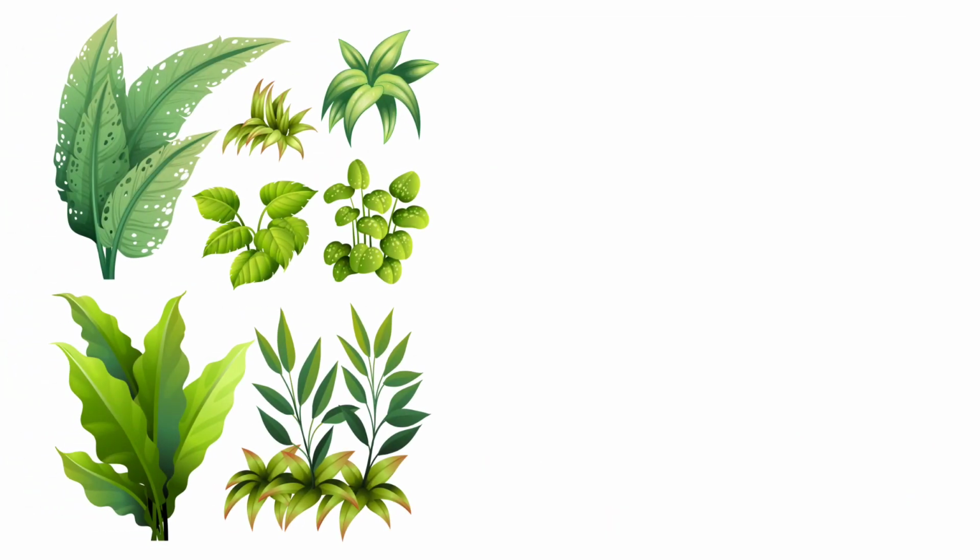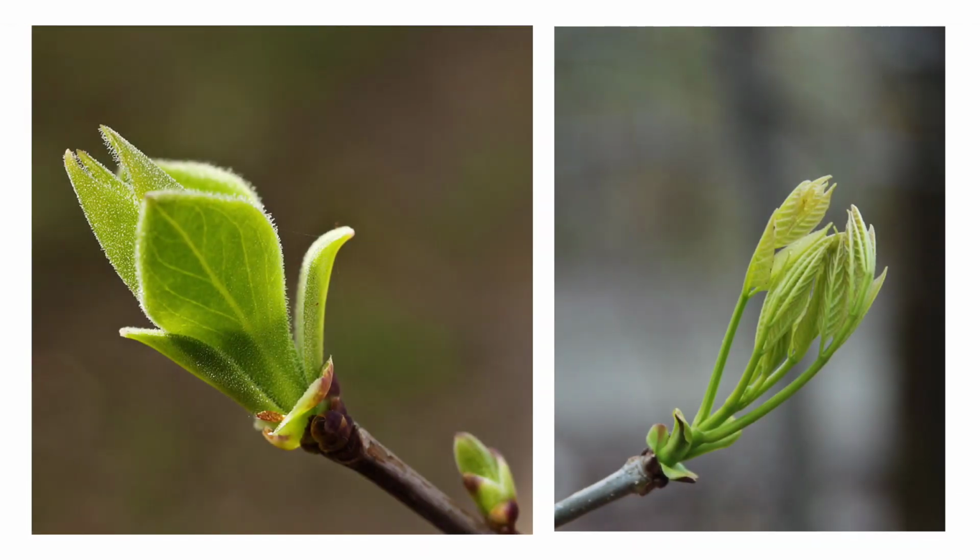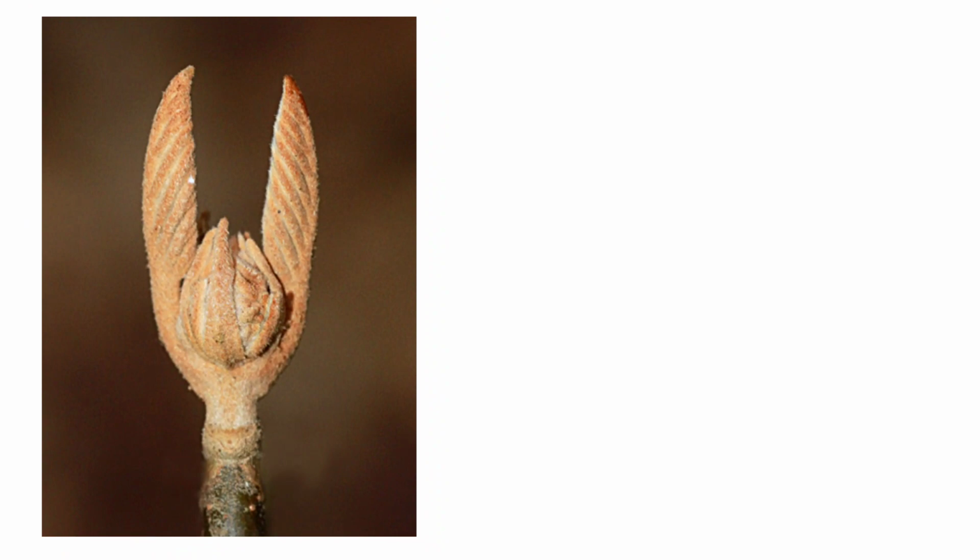Many leaves develop in protected structures called leaf buds. New leaves are enclosed by protective scales that allow the fragile leaves to rest until they are ready to expand. These scales are modified leaves that do not photosynthesize. Some buds lack these protective scales and are called naked buds.